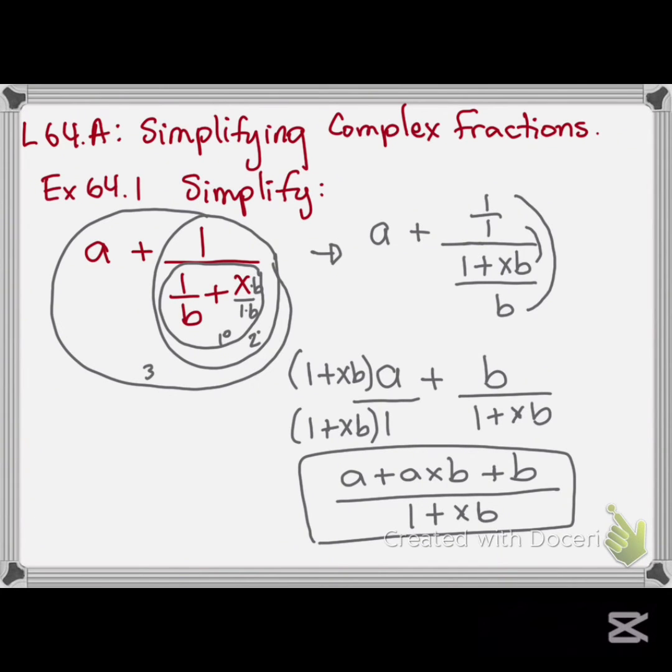So again, remember, this is by layers. We start with the denominator that we need to do, common denominator to do that addition. Then the second layer is simplifying that complex fraction. And the last layer, in this case, would be adding the a, which we need to do common denominator as well. Let's look at another example.